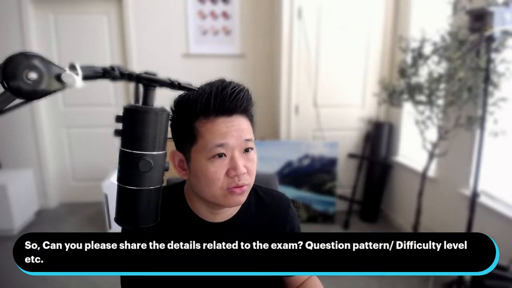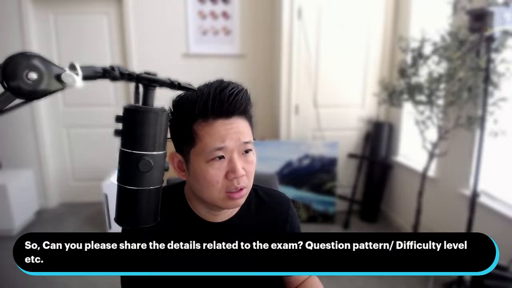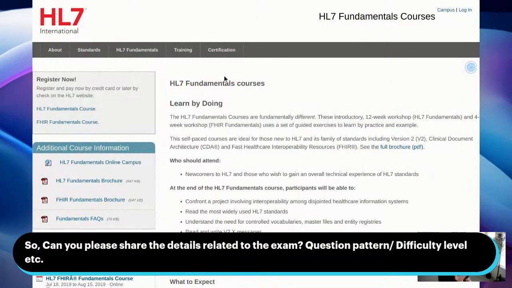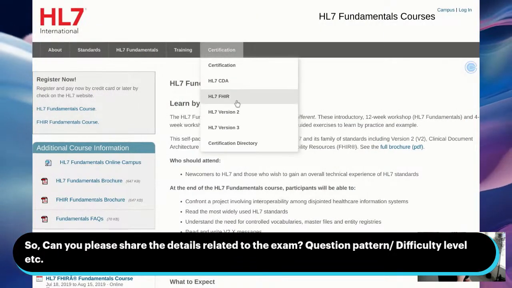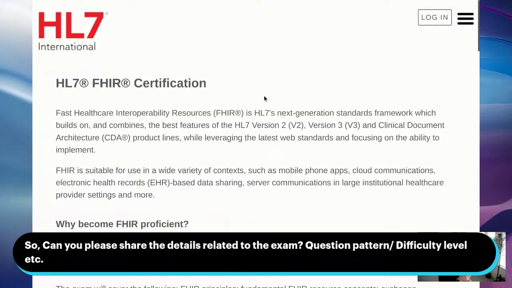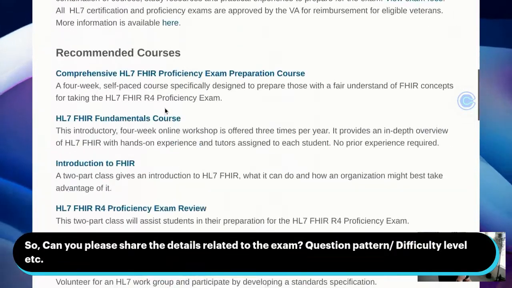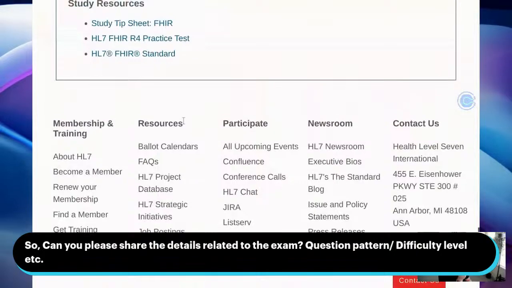Where are the certification exams? Okay, I'm going to share my screen again so you guys can see. So HL7, this is their website. They have certifications. The question here is about HL7 FHIR. I wonder, do they still have the same one? Yeah, they do. They still have it. Okay, FHIR Proficient.